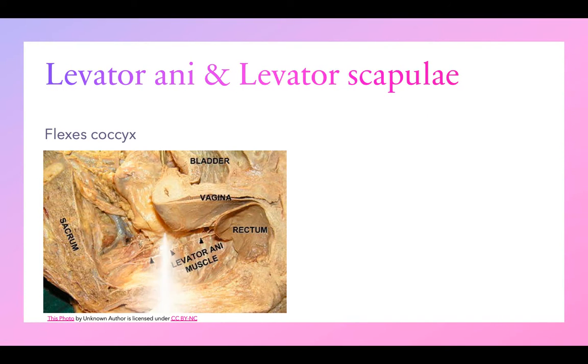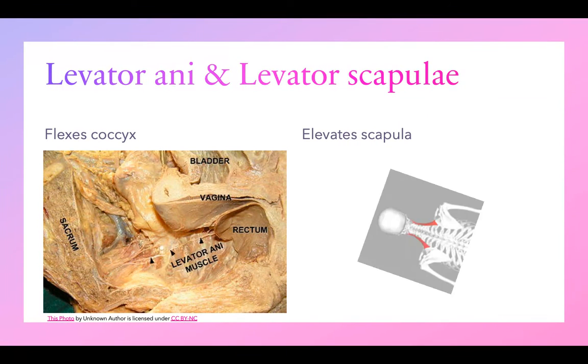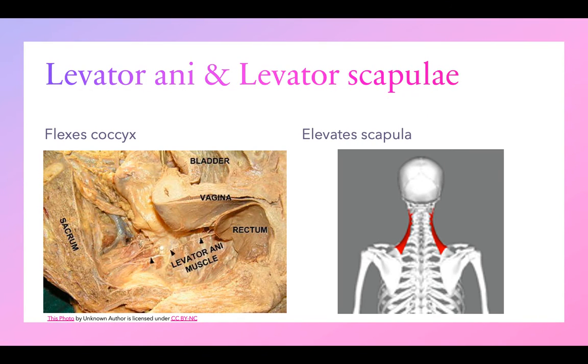Next is the levator ani, I want to say ani or ane. It flexes the coccyx. And the levator scapulae, which elevates the scapula. In the picture to the right, where the red is located, we're showing you exactly where it's located on the skeleton.